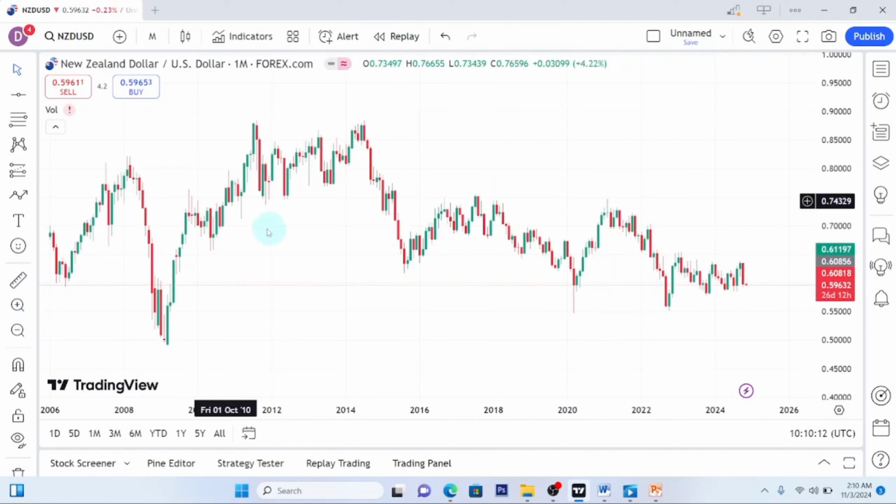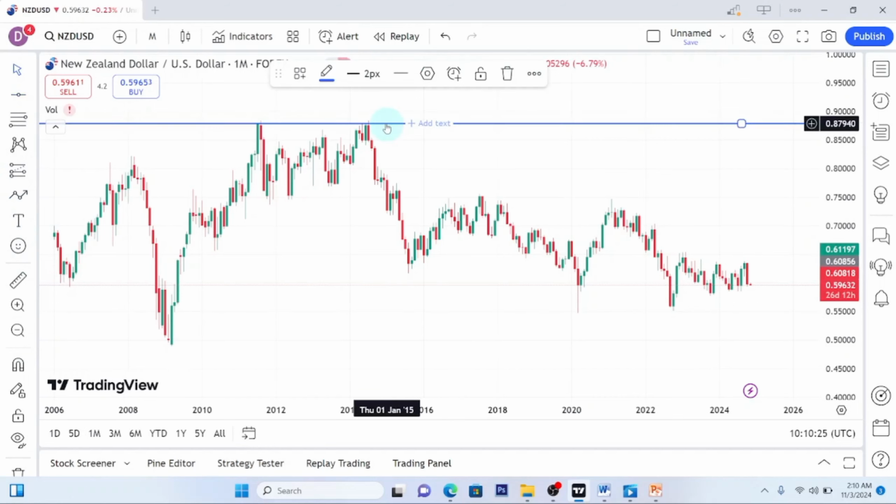So this is the monthly. We are on the monthly time frame of the USD. So we are going to be analyzing our resistance zone. Now we start with this point here. This is our monthly resistance zone.